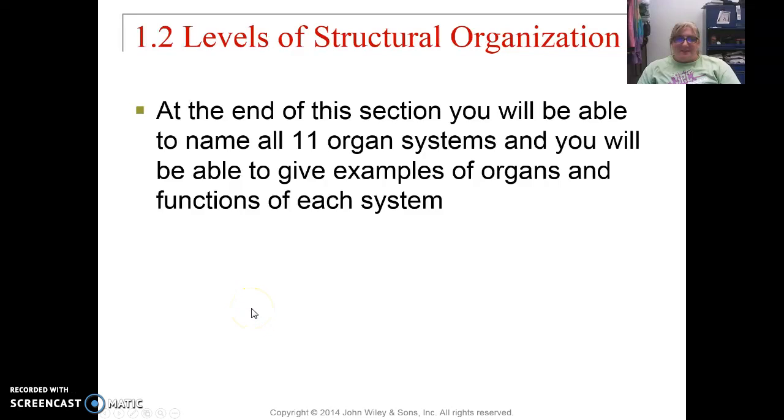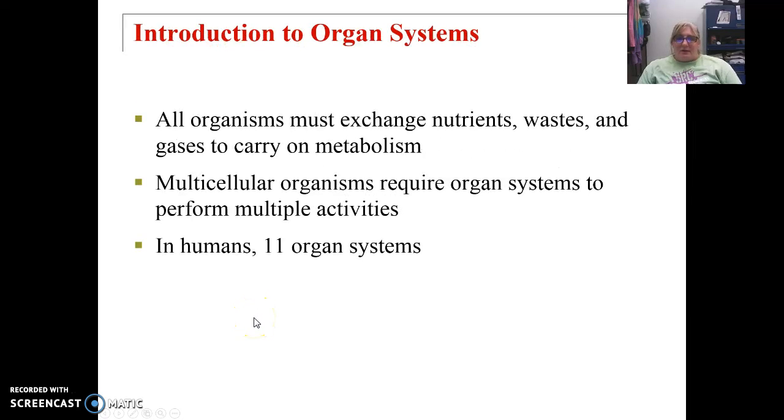Welcome to section 1.2. So we're going to talk about the 11 different organ systems that make up the human body. And for organisms to survive, they have to be able to take in nutrients, get rid of wastes, and carry on different processes called metabolism. Because we're multicellular, we have to use organ systems to carry out all of the required activities. We're too large just to have single cells do these processes for us. So we have 11 different organ systems, and we're going to briefly discuss each of them.